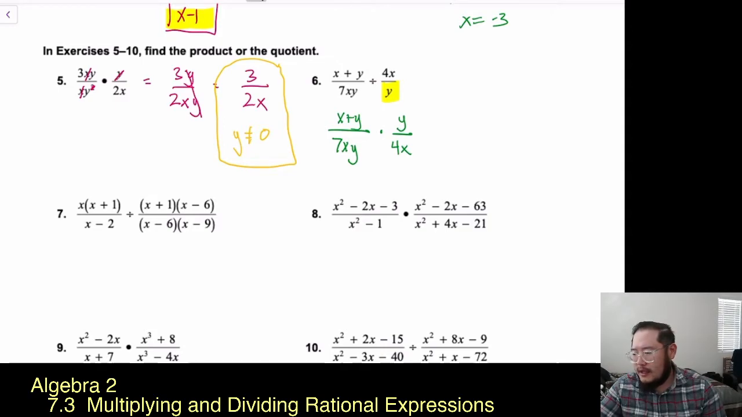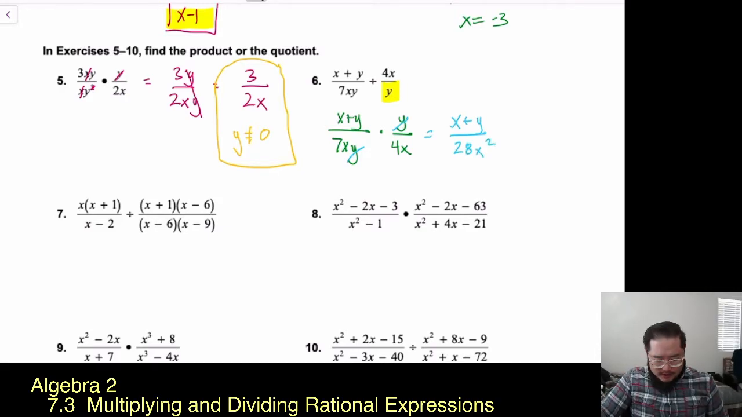So looks like I could cross cancel this y, and that's good. And that is it. I can't cross cancel the 4x and the x plus y because the x is attached to the y. So let's simplify this out, and I've got x plus y over, and then you've got 7x times 4x. I get 28x squared. And so that right there looks like my answer.